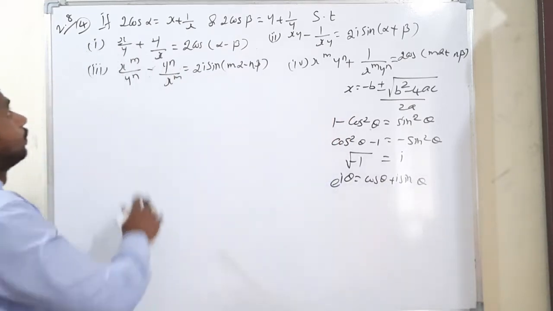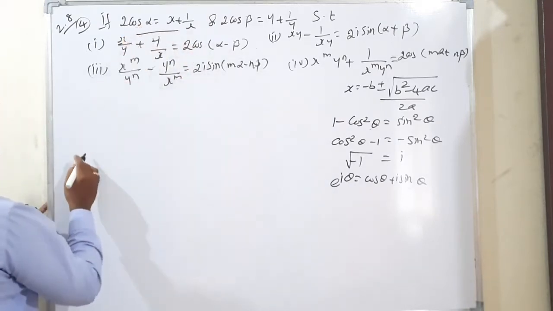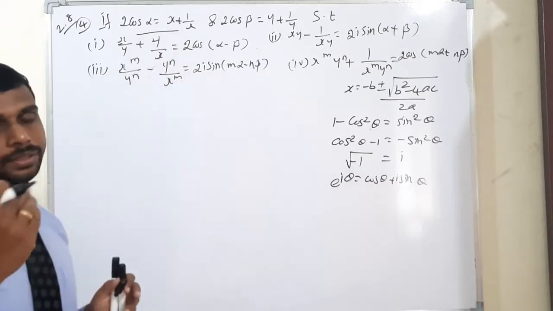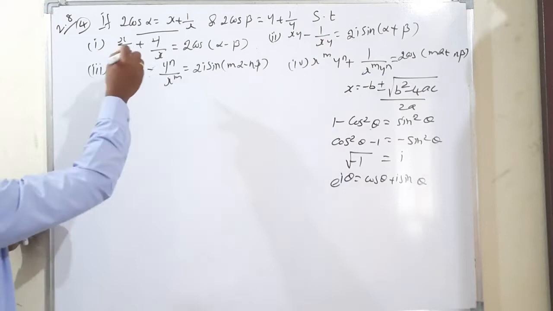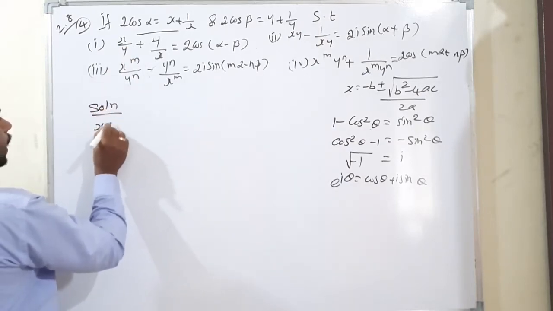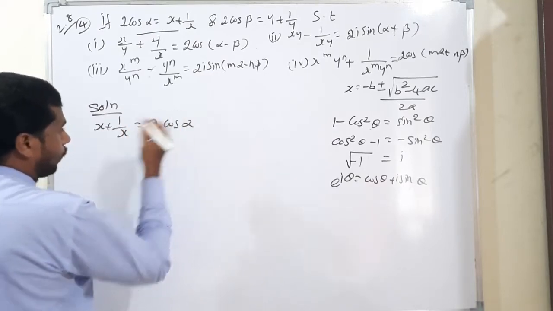First I am moving to the given condition. What is the condition? First you have to find out x. After getting x, it will be very easy to apply the same for the y term also. So, solution for x: x plus 1 by x is equal to 2 cos alpha, isn't it?